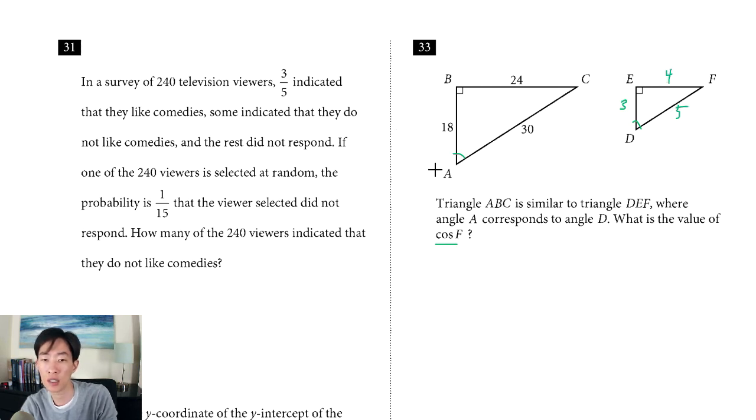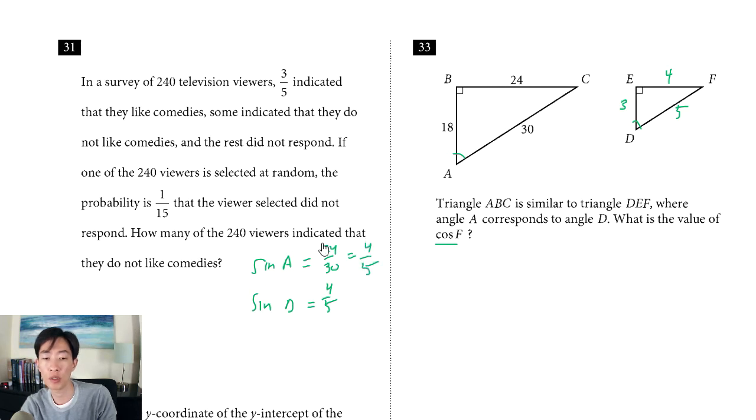So let's take the sine of angle A. Sine of A is opposite over hypotenuse, which is 24 over 30. That's going to be the same as the sine of angle D, which is 4 over 5. And you know that's true because you can reduce your first fraction. Divide by 6 top and bottom, we get 4 over 5.